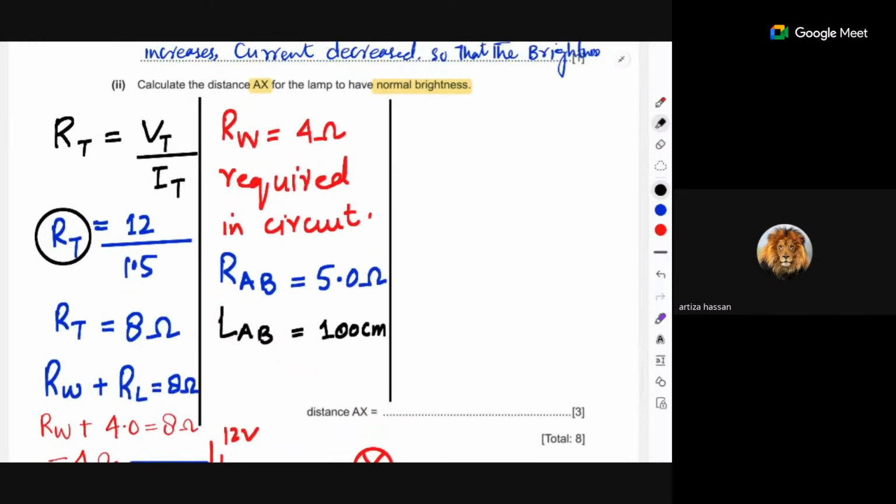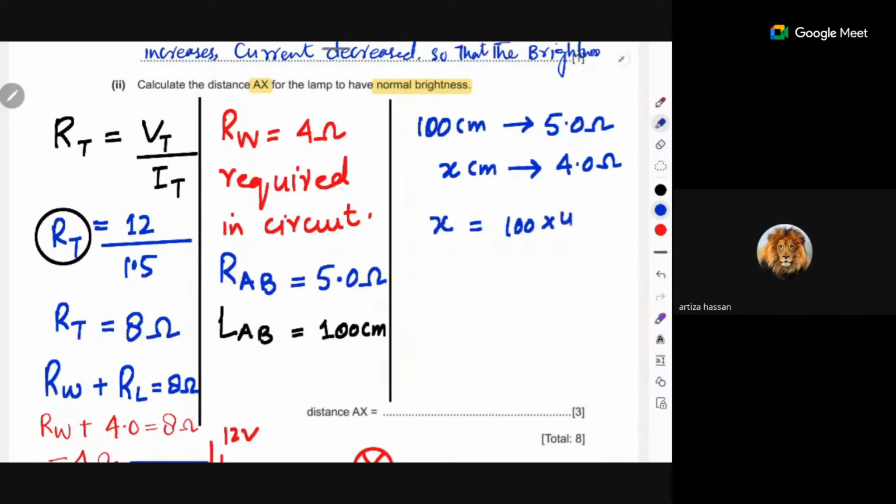If the length of AB is 100 centimeter and that gives you 5 ohm resistance, then for 100 centimeter the resistance is 5.0 ohm. Then for X centimeter, the resistance will be 4.0 ohm. So can you please calculate this X? X will be equal to 100 into 4 divided by 5. So what will you get? 80 centimeter. Yes, sir.